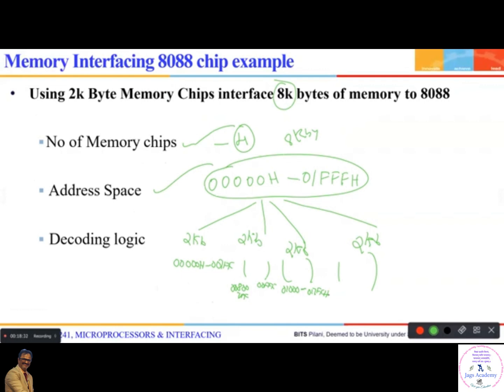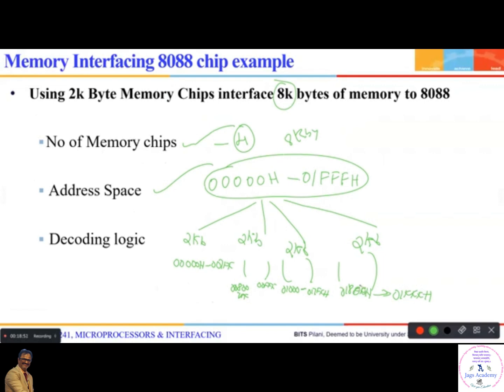What is the address range of this last one? Come on, plus 1. 01800H. What is the ending address? 01FFF. Yes. This is very important.